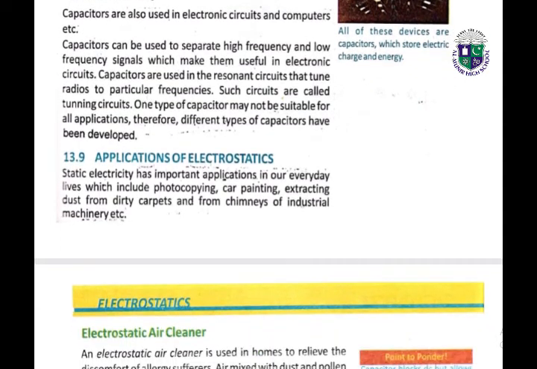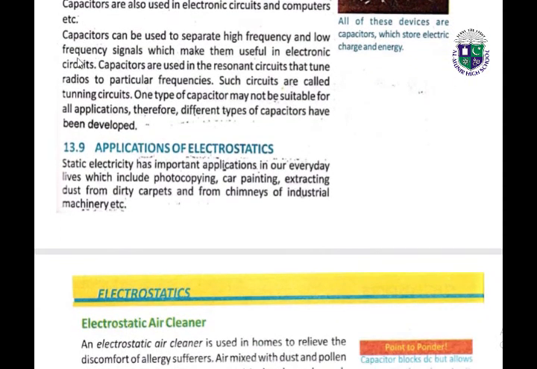Capacitors can be used to separate high frequency and low frequency signals, which makes them useful in electronic circuits. Please underline this line, this is very important. It is the capacitor that separates the high frequency and low frequency signals. Capacitors are used in resonant circuits that tune radios to particular frequencies, so you can play different FM stations. Such circuits are called tuning circuits.